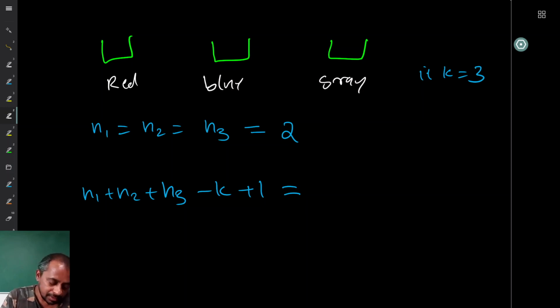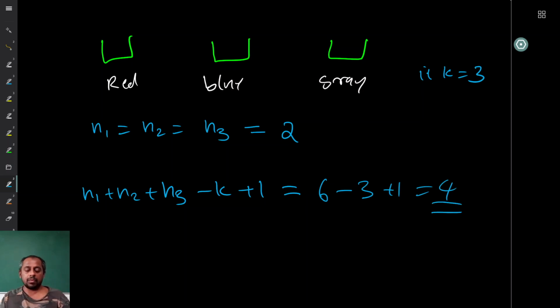So what is this? This is n1 plus n2 plus n3, which is 2 into 3, 6, minus k, which is 3, plus 1, which is equal to 4. So if you pick 4 socks, then definitely for one of the colors, there will be 2 of them, right? So there will be either 2 red, if it is not there, there will be 2 blue, that also is not there, there will be 2 gray. So that's it. So we are now masters of the Pigeonhole Principle, right?